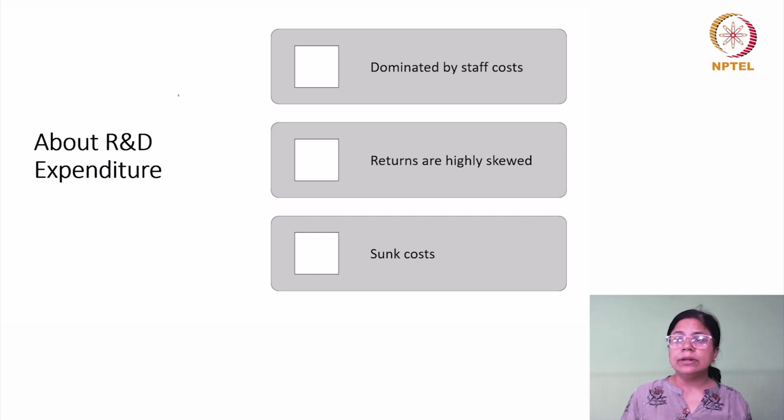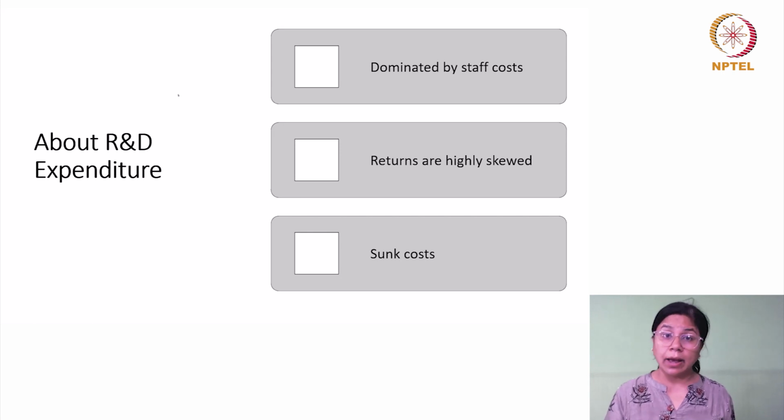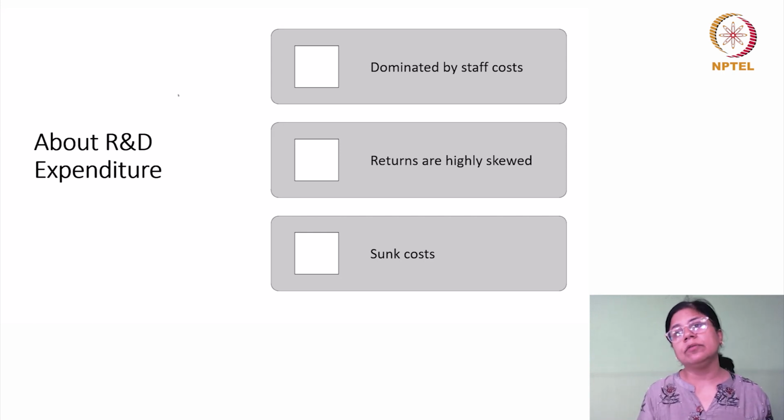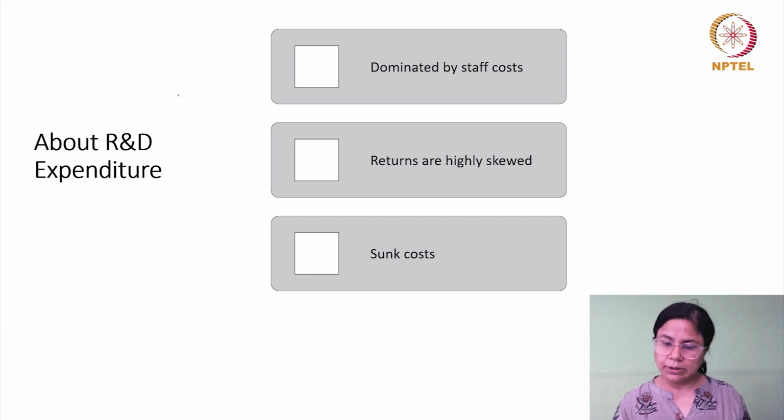Next, we also know that the returns from R&D investment are highly skewed. That means you will not get even returns from each and every project. Some projects will give you a very high yield, while other projects may not give you much return. As a result, the investment made in those so-called dud or non-yielding research projects will become sunk cost. It will not be possible for you to recover it over a period of time.